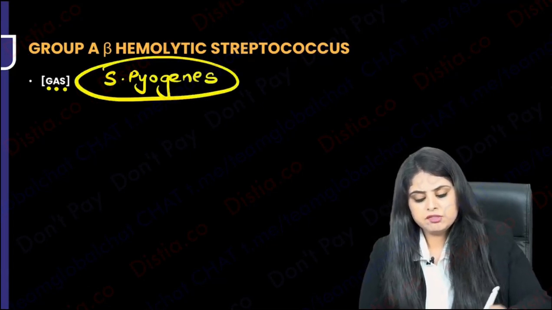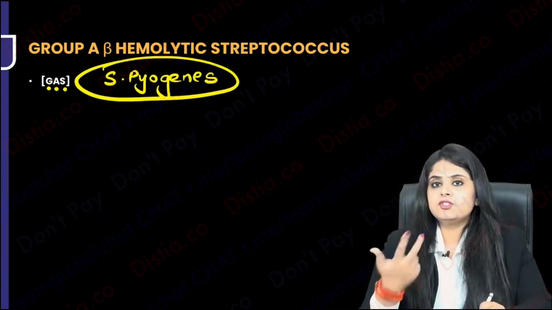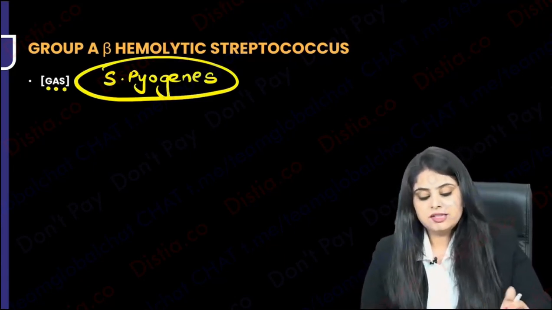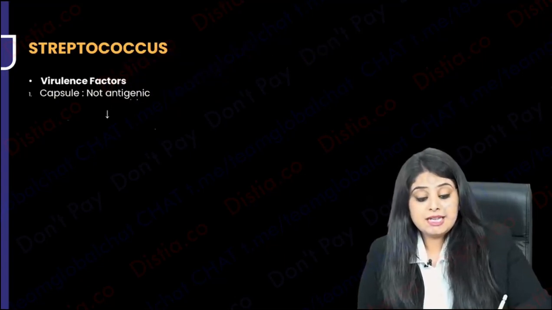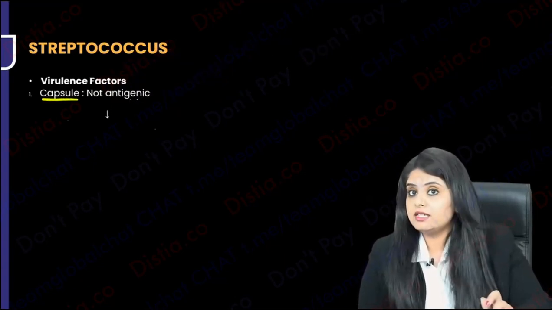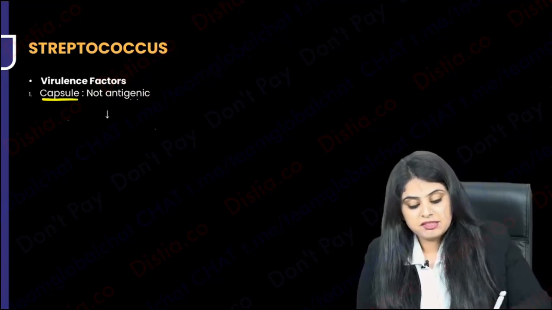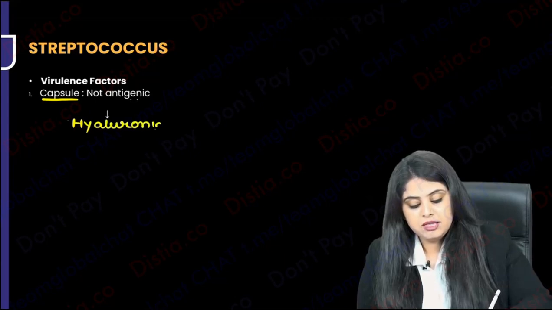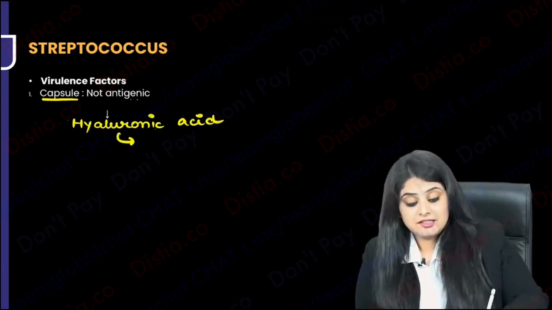And you know how we are going to study virulence factors, clinical features, diagnosis, treatment. So let's start with the virulence factors. Remember, it has a capsule which is non-antigenic, and that capsule is basically made up of hyaluronic acid. This hyaluronic acid has a property that it can cross react with what?